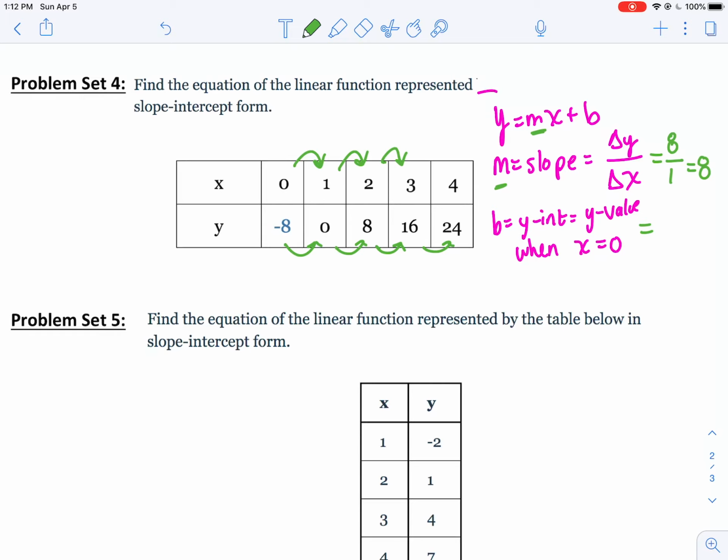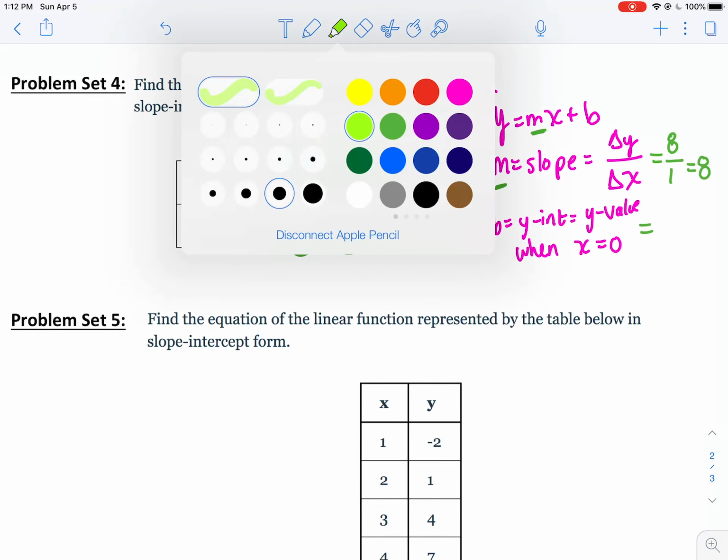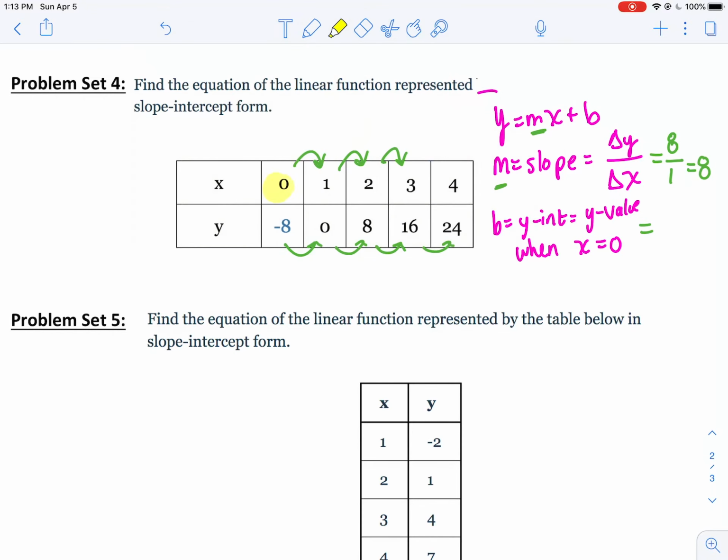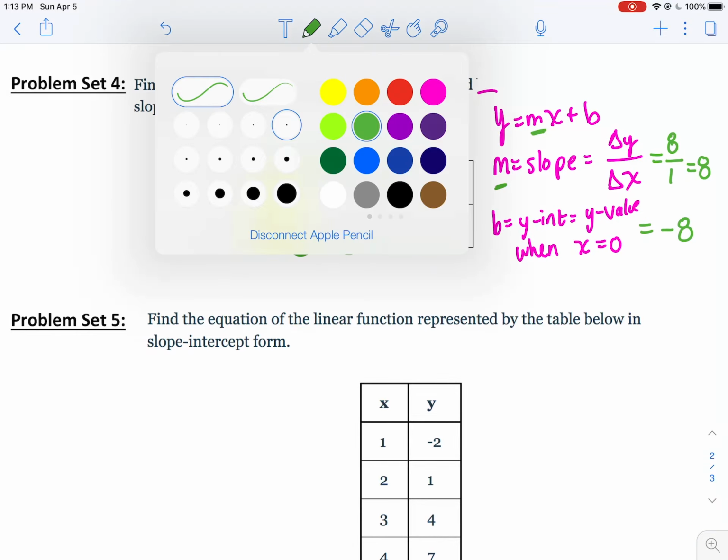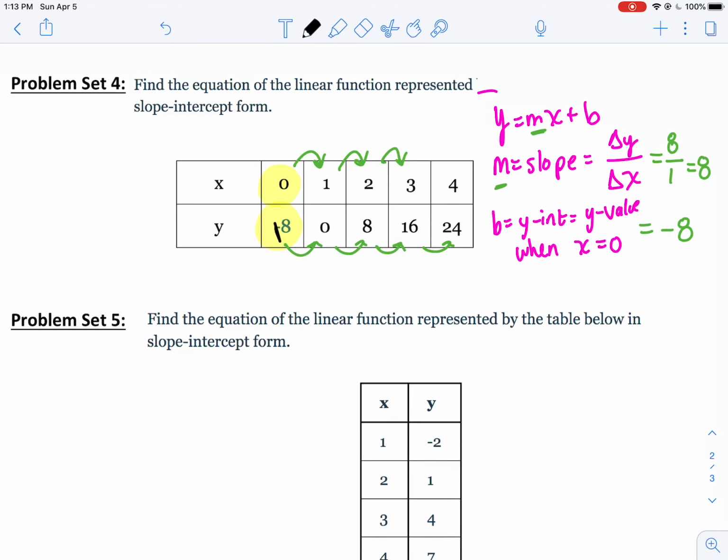Now b is your y-intercept, or your y value when x is 0. If you look at your table, notice that x is 0 is on my table. So what's the y value that matches it? -8. Okay.